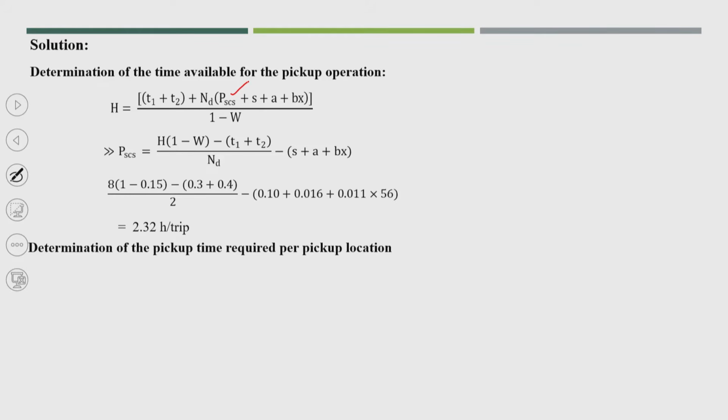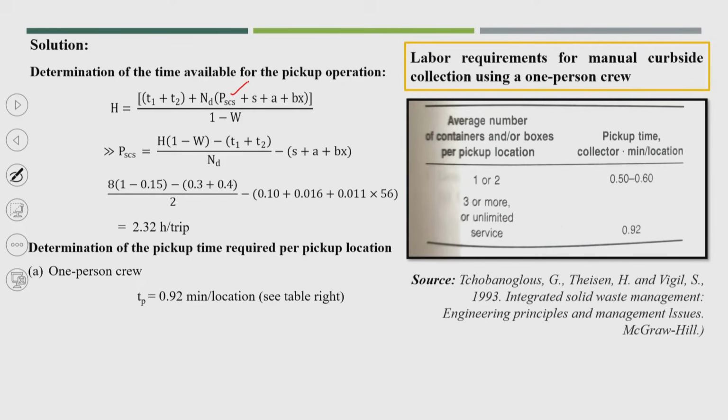Now, we will determine the pickup time required per pickup location. We have 2 different collection systems: one is a 1-person crew and the next is a 2-person crew. For the 1-person crew, we will find TP from this table, which is similar to the textbooks I propose for this course. There are 2 columns given here: the average number of containers or boxes per pickup location, and in that case what will be the pickup time, in collector minutes per location.